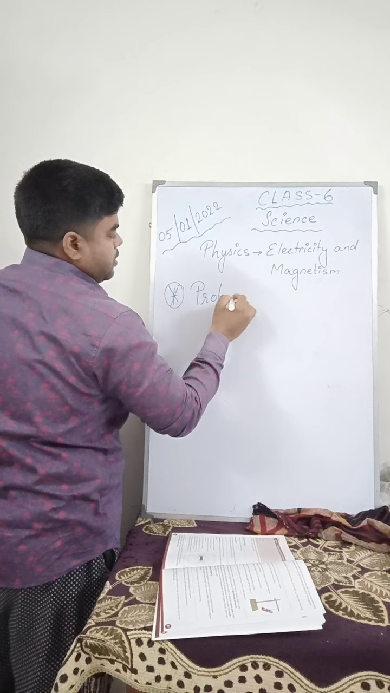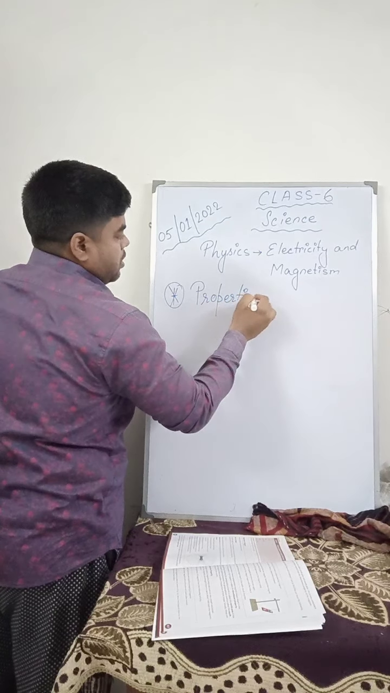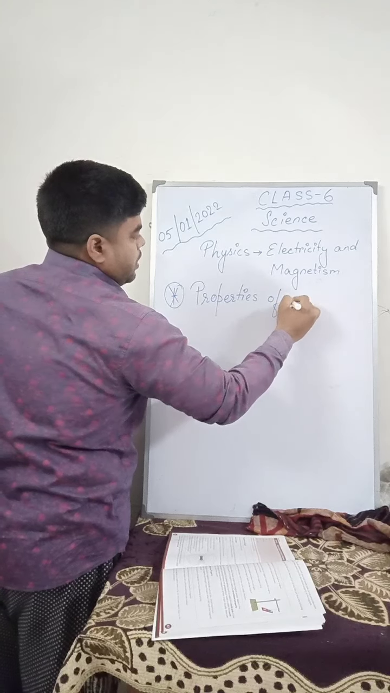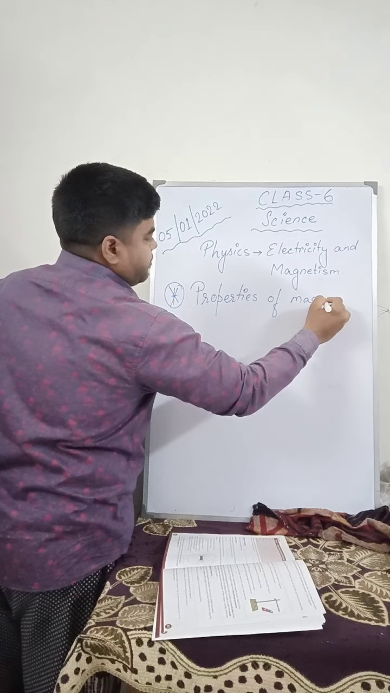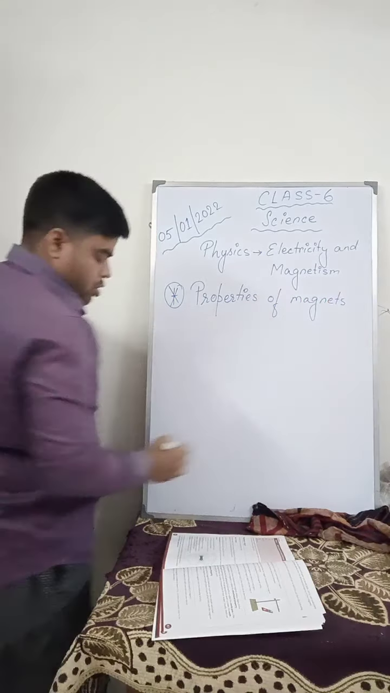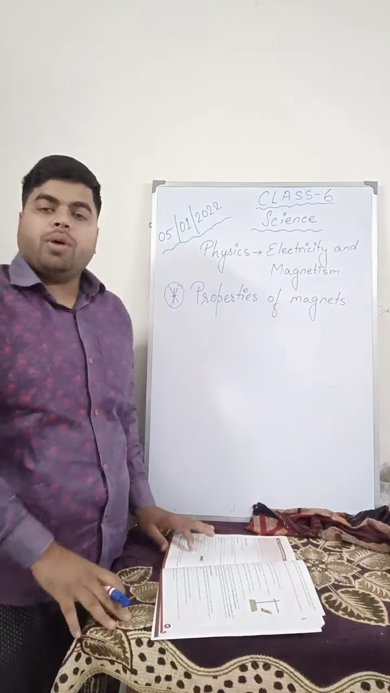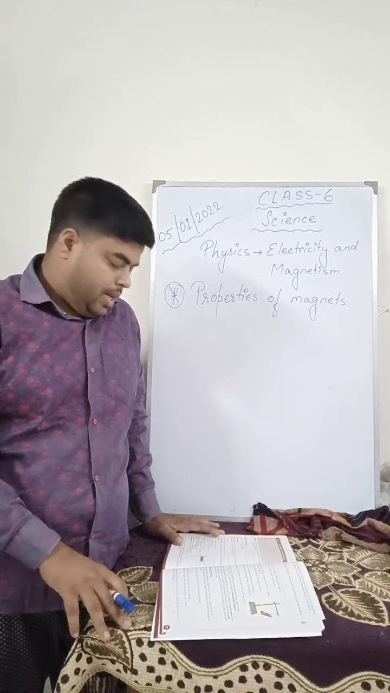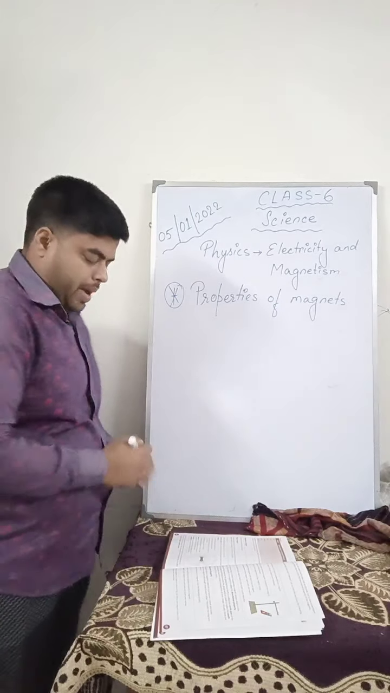Properties of magnet. So there are a lot of properties of magnets, characteristics of magnets. The first is poles of a magnet.